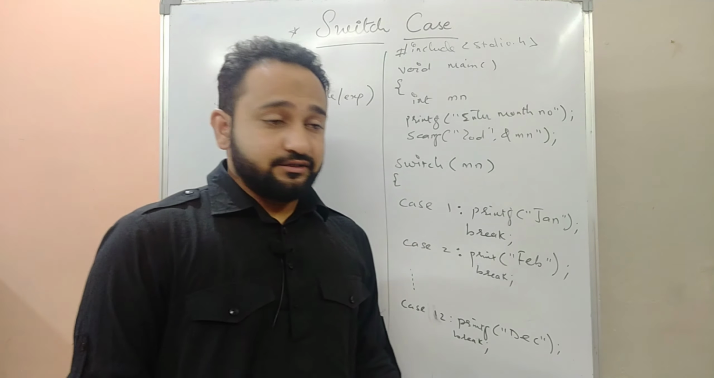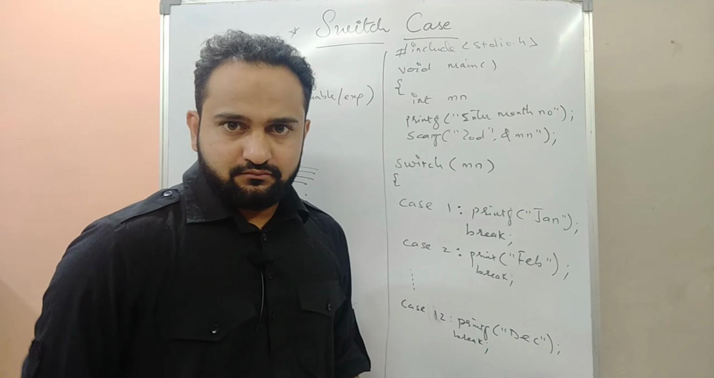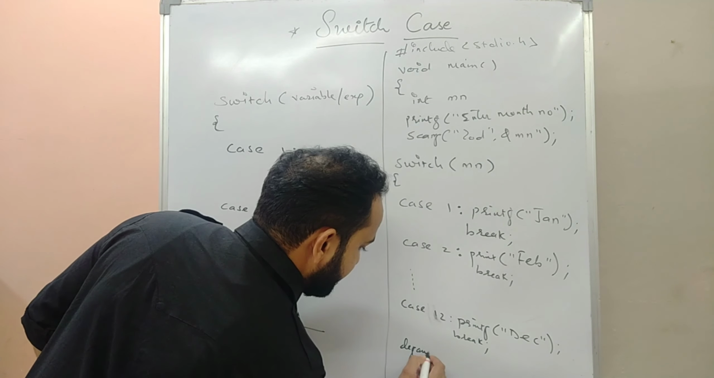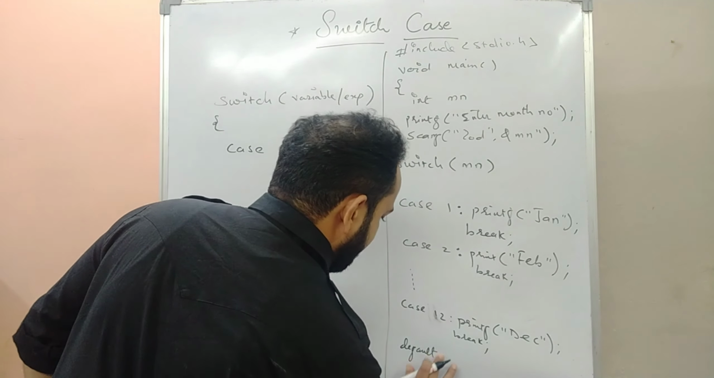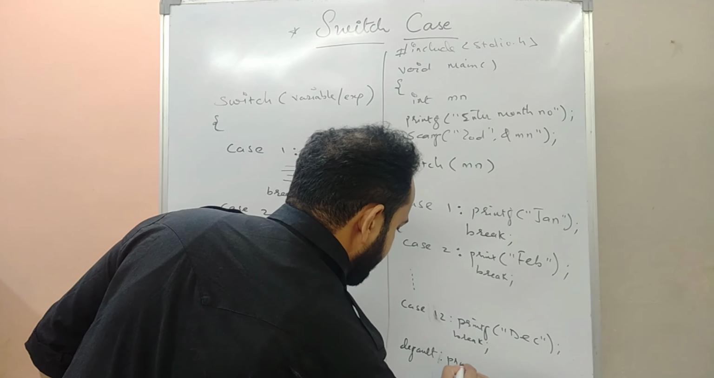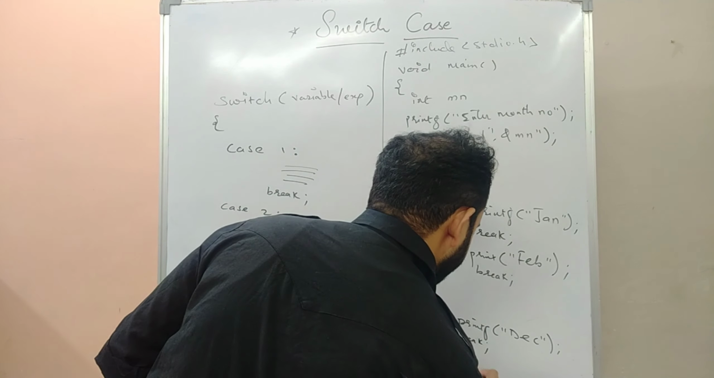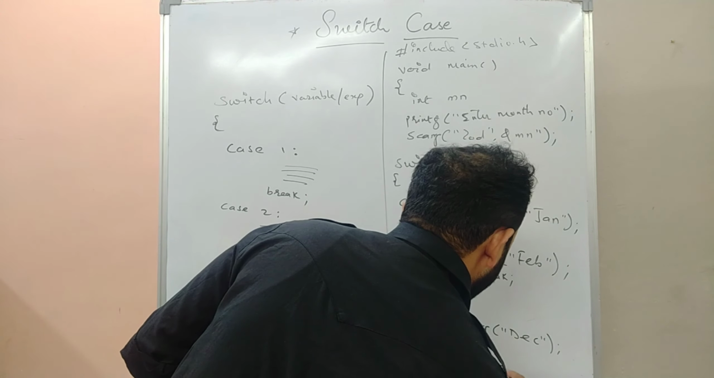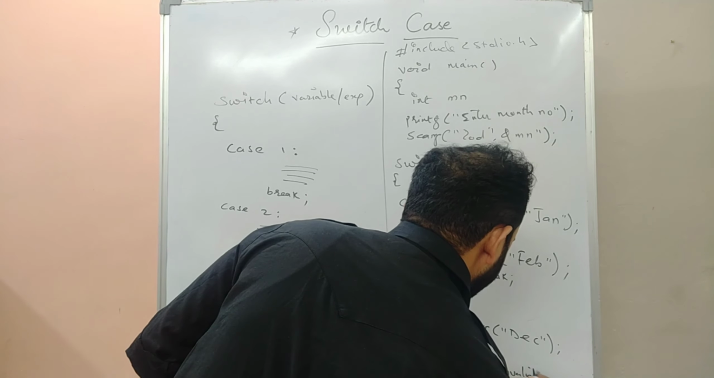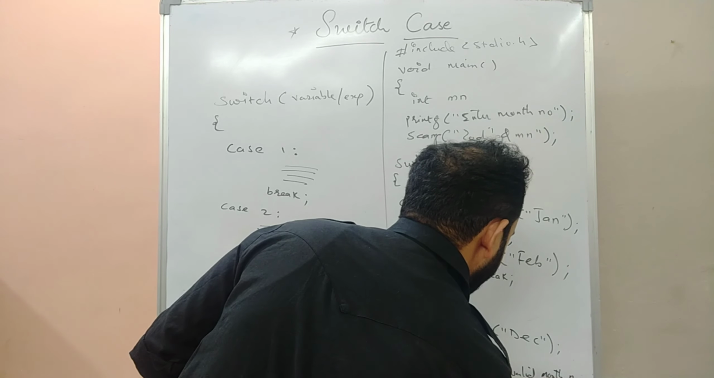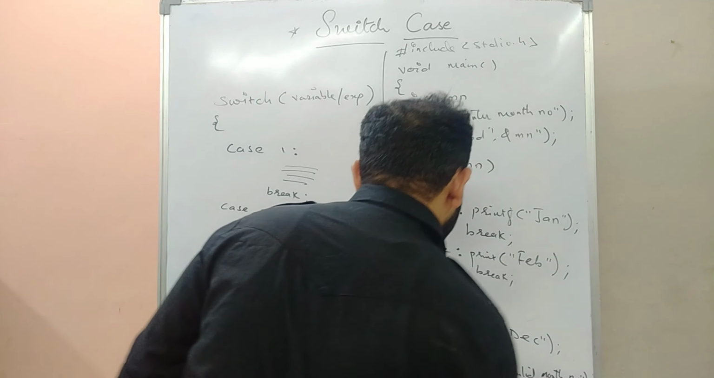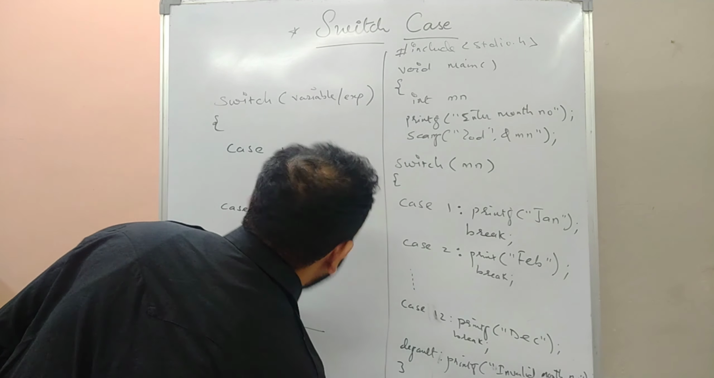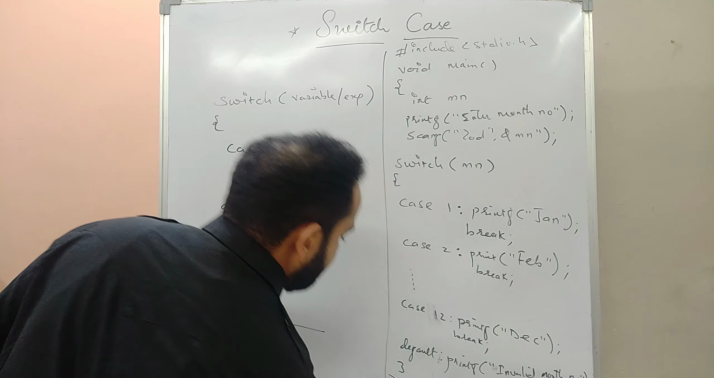What if the value of mn entered by the user is 99? 99 is not a month number, right? So for that case, we need to have a default value. Again repeating, it's not compulsory. Default, and we will be printing printf invalid month number. Okay, that's my default value, and my switch closes, and after it my main method closes.